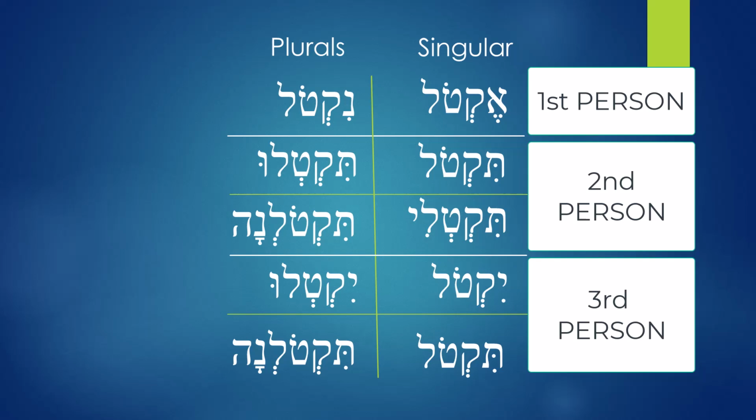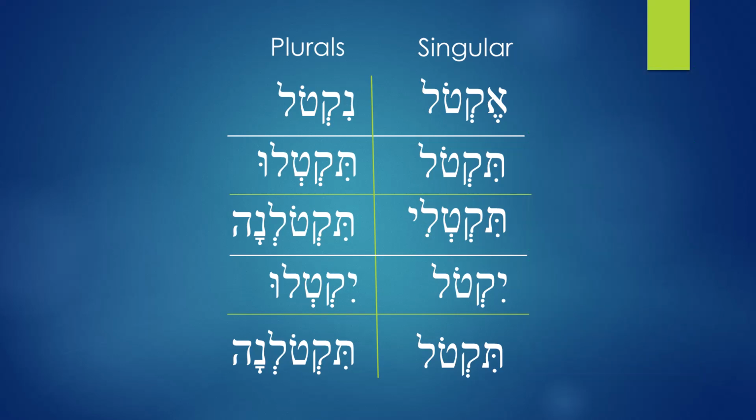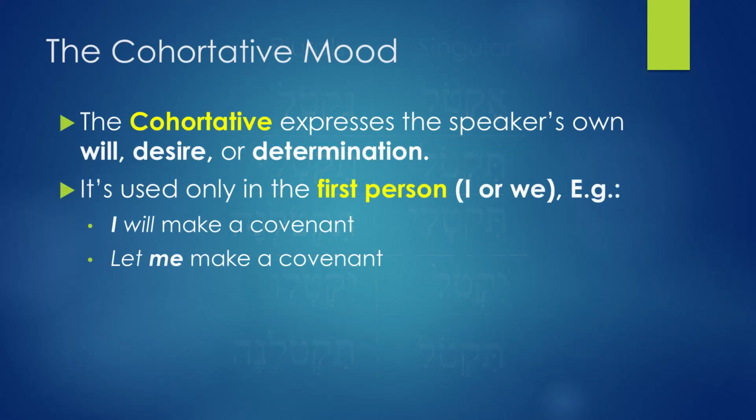So what I'm saying is this. The cohortative is coming from the first person of the imperfect tense, and the imperative is coming from the second person of the imperfect tense, and the jussive is coming from the third person of the imperfect tense. That's where they're coming from. What they're going to do when they build their forms, as we're going to see, is to make some minor changes, but the similarities are still there. So let's look at each one of them in detail.